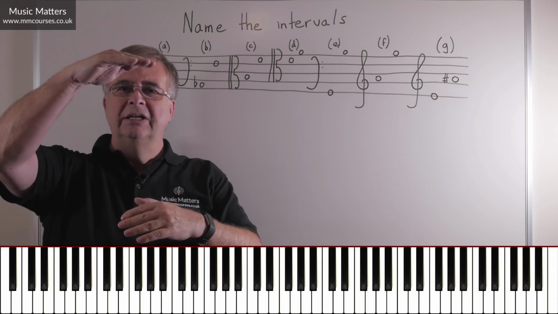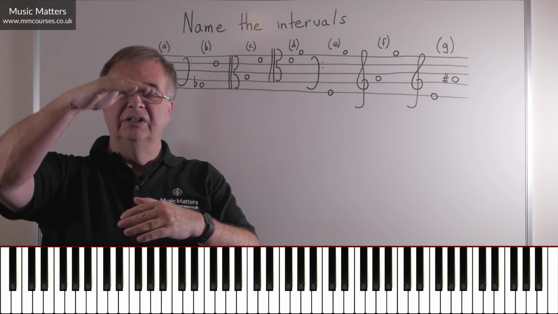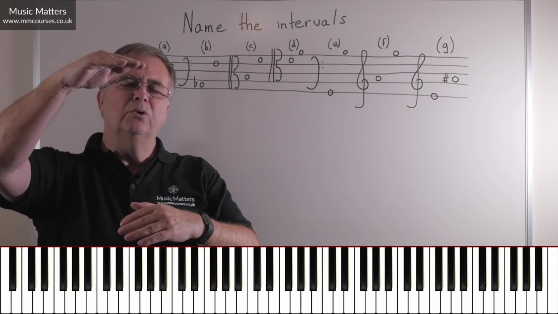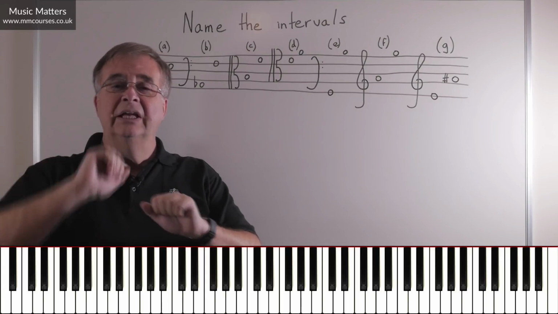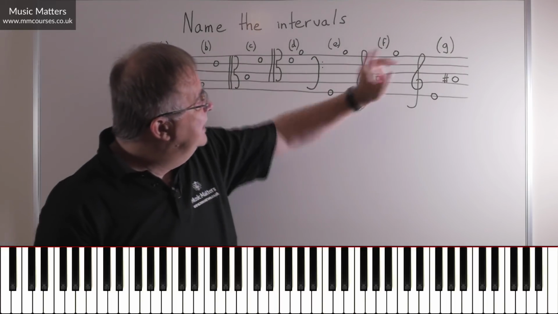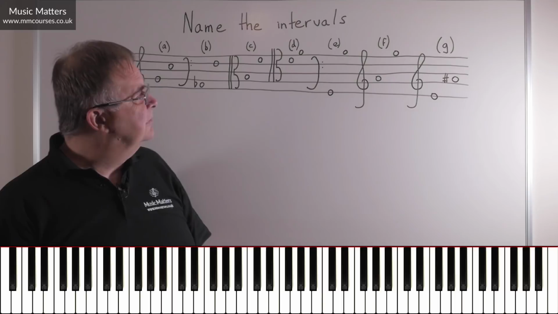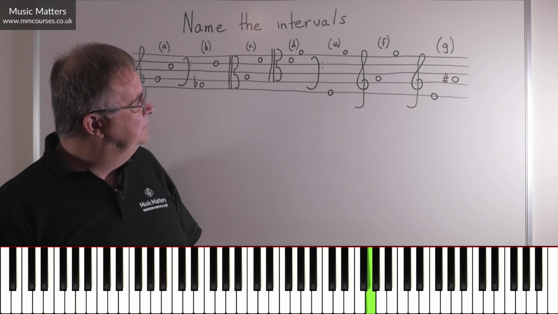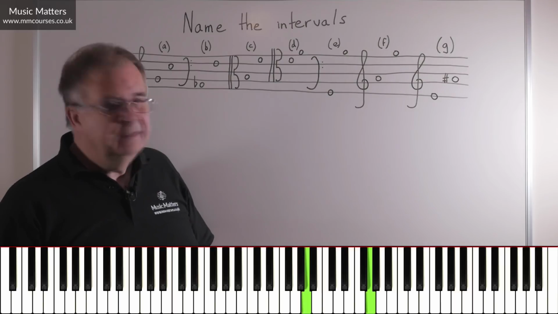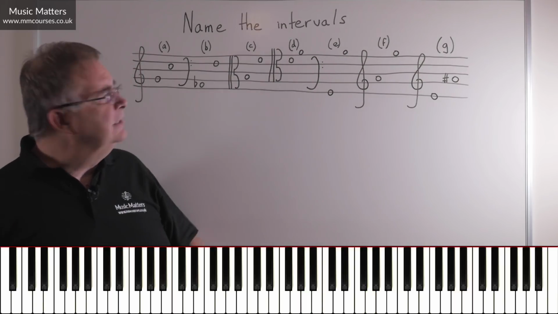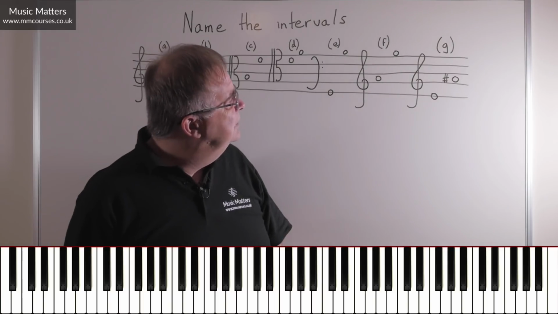What's happened here? G sharp is not G sharp, it's G natural. So my interval is a semitone smaller than a major seventh. So semitone smaller than major is minor. So therefore, A up to G is a minor seventh. This is what it sounds like. A up to G. Put them two together. There's your minor seventh.